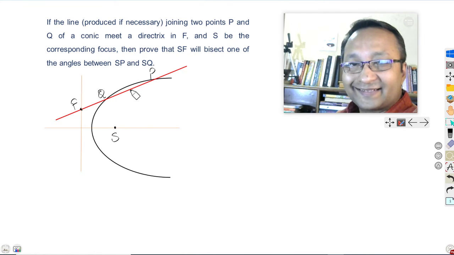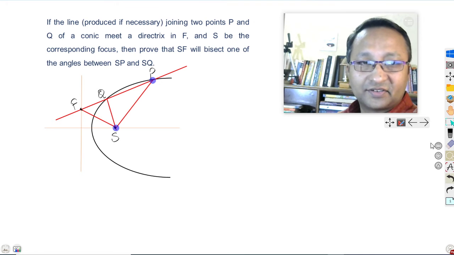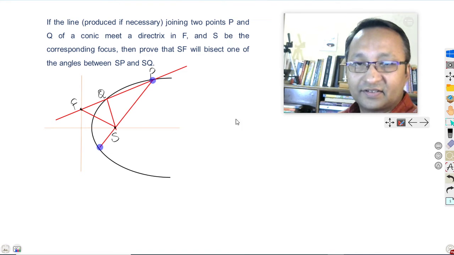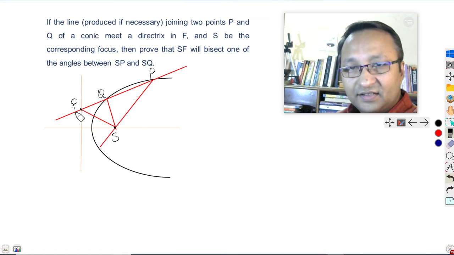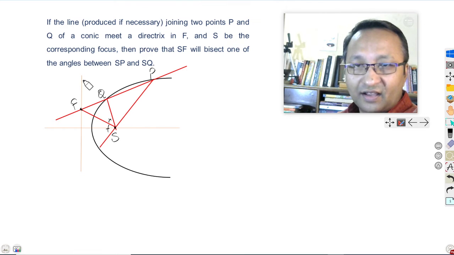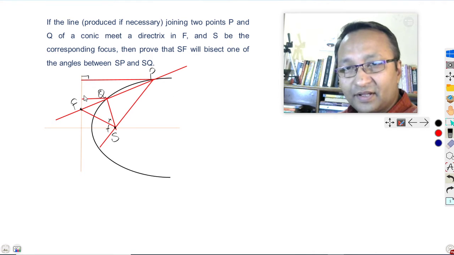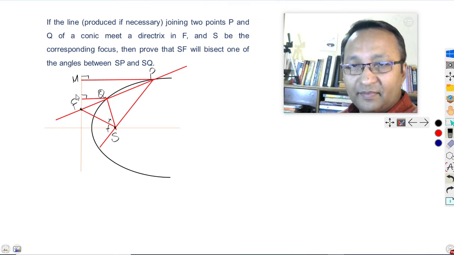Then we have to prove that SF, as in this segment, would bisect the angle PSQ between SP and SQ internally or externally. So if I extend this, what probably they mean to say is SF will bisect this angle. That means these two angles should be same. To prove this, we will use elementary class 9th geometry, and that is the whole beauty of this assignment. So I drop two perpendiculars from P and Q onto the directrix and let the foot of perpendicular be respectively M and N.